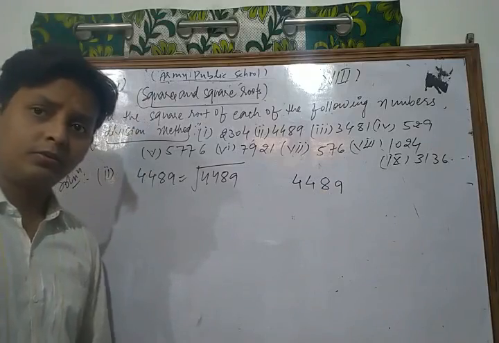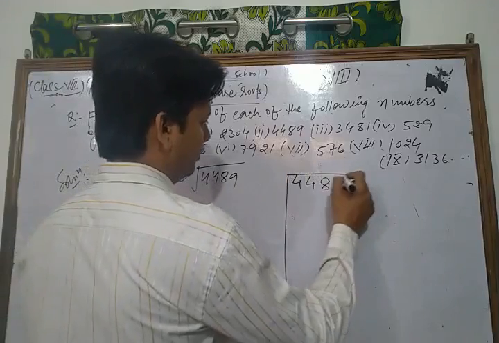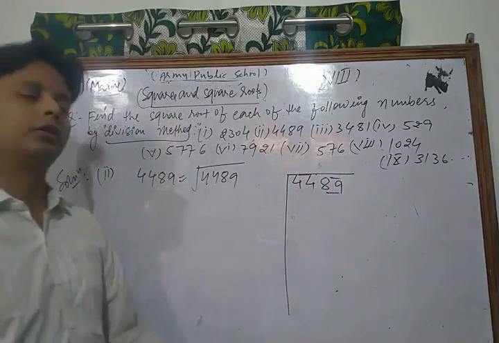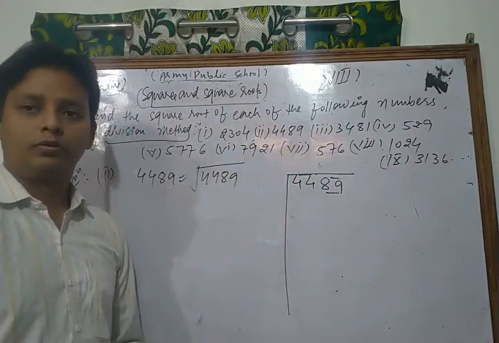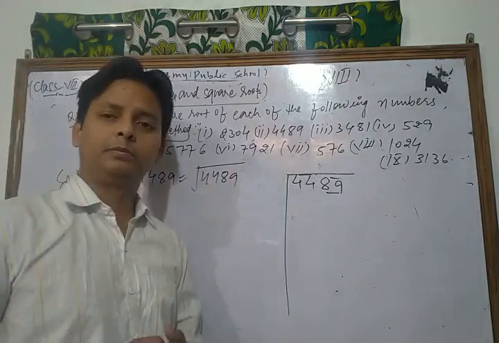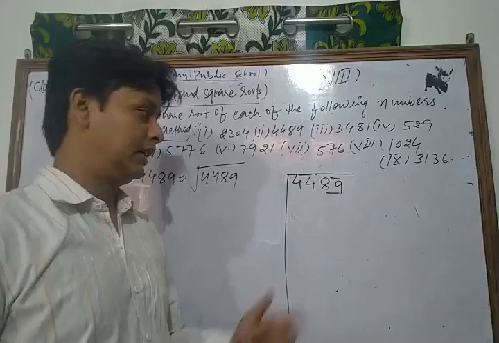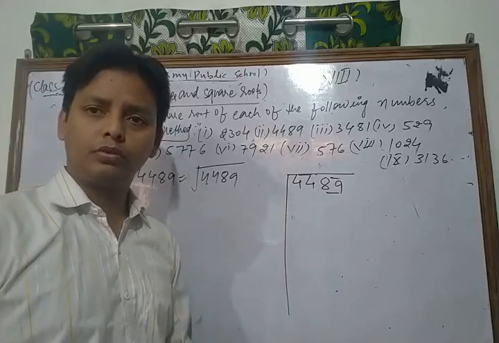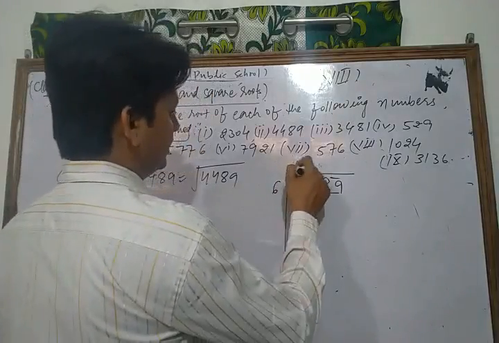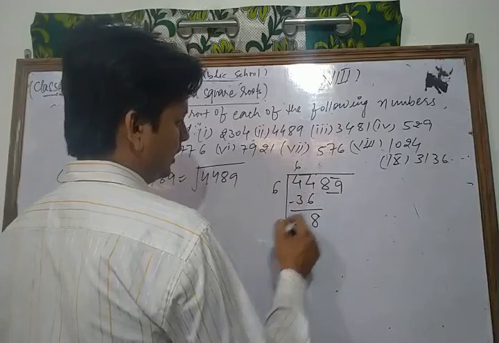Okay, now what do I do? Let's see. We form pairs from the right side, so this is 89 and this is 44. Now 5 5s are 25, 6 6s are 36, and 7 7s are 49. 49 is greater than 44, so we take only 6. 6 6s are 36. Subtracting them, we get 8.